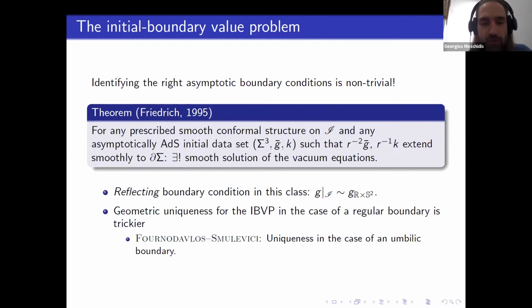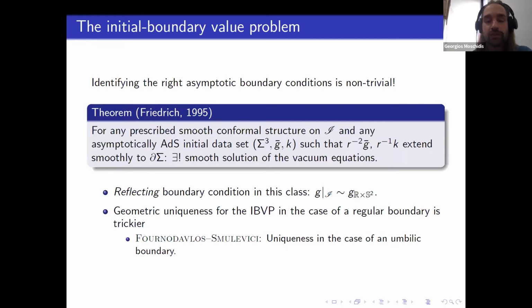Now, let me focus a little bit on the issue of geometric uniqueness here. First of all, let's note that here we're talking about the asymptotically AdS initial boundary value problem. But of course, one could also be interested in the initial boundary value problem in the case where the boundary is finite, where it does not lie at infinity. And in fact, geometric uniqueness in the case of the regular initial boundary value problem, where the boundary lies at a finite distance, is actually trickier.